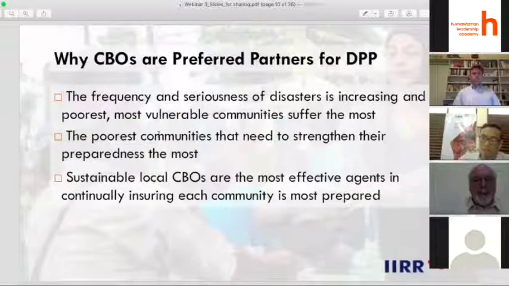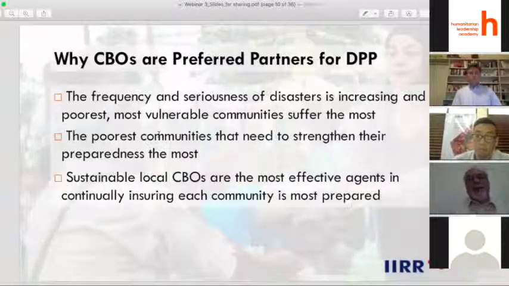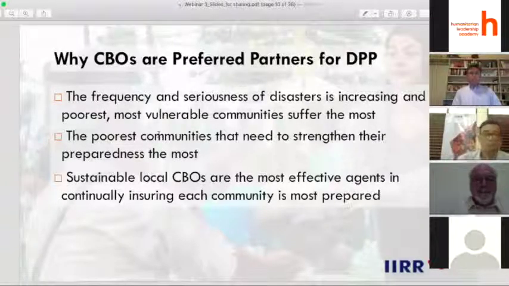Well, of course, as we all witness, the frequency and seriousness of disasters seems to be increasing with climate change and increasing droughts, increasing floods, increasing storms, etc., etc. This seems to be almost a global phenomenon, but of course it's the vulnerable communities that suffer the most. Although, as we can see, even those communities that have already established a high level of preparedness are still vulnerable. So it's all a matter of degree. So it's the poorest communities that need to strengthen their preparedness the most.